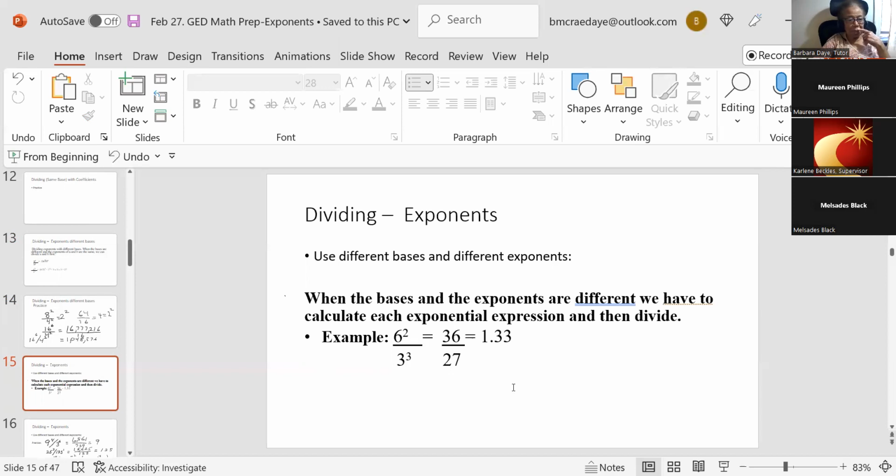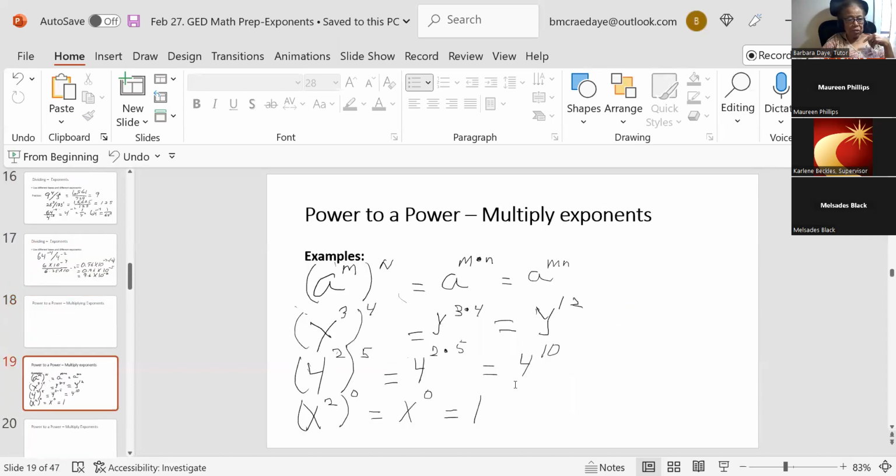Yeah, you can go back through these. I just wanted to introduce you to a power to a power. Now, a power to a power means you have a power inside the parentheses and a power outside. A power inside, a power outside. And what's the rule?